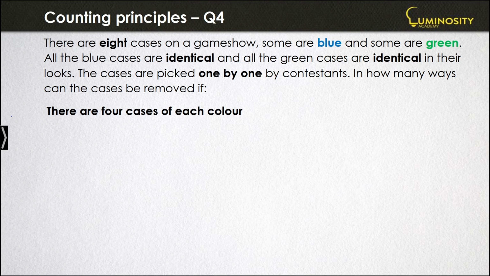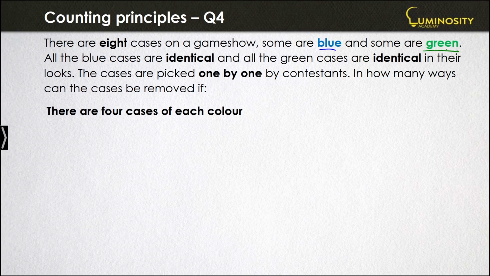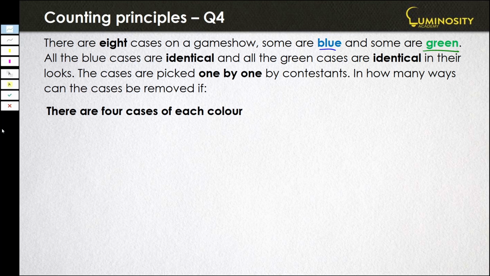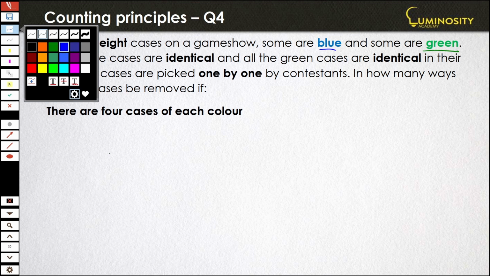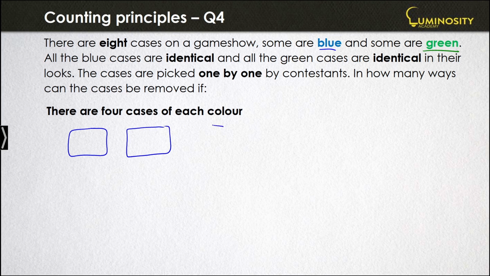Let's have a look at question 4. There are 8 cases on a game show. Some are blue and some are green. All the blue cases are identical and all the green cases are identical in their looks. So you can imagine there are some cases here on a game show, and all the cases that are blue look identically the same, but they might have different prizes inside of them.